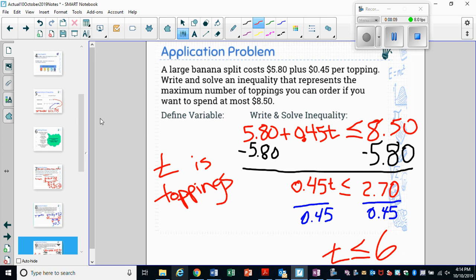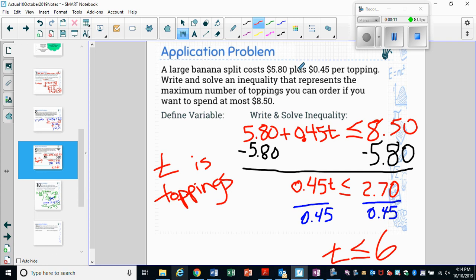Problem 3 in your notes. So we had a banana split that cost $5.80 plus 45 cents per topping. Maximum amount of money we could spend was $8.50. So if it's an at most, that means it's a less than or equal to sign.